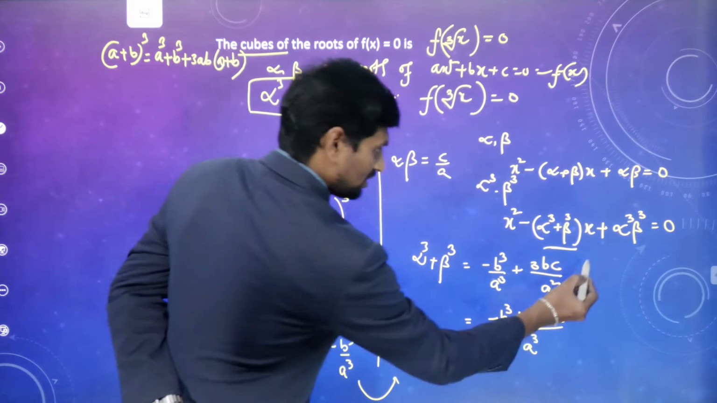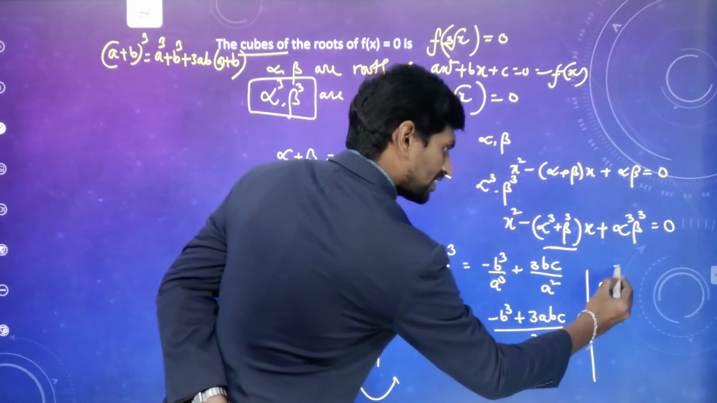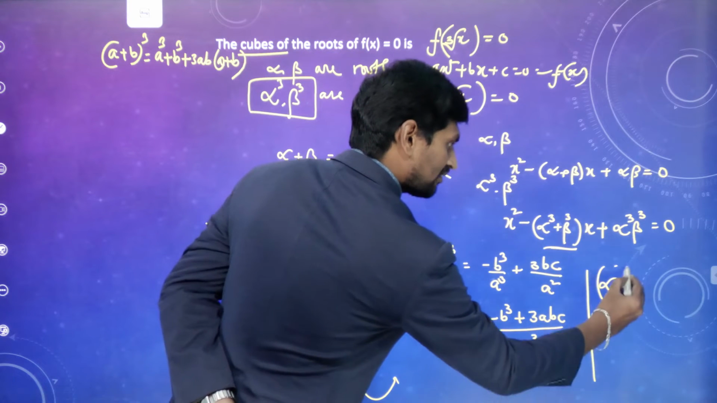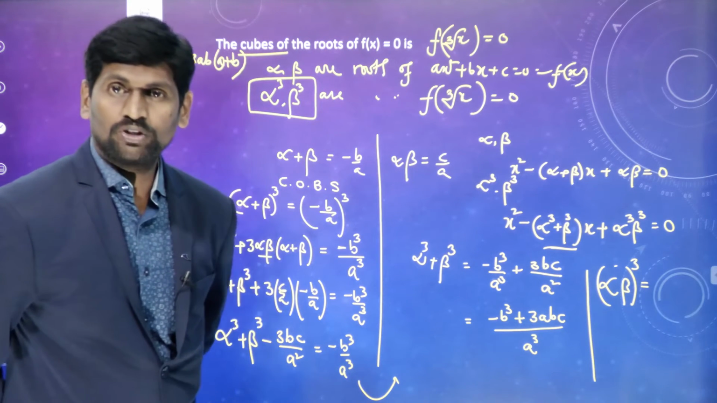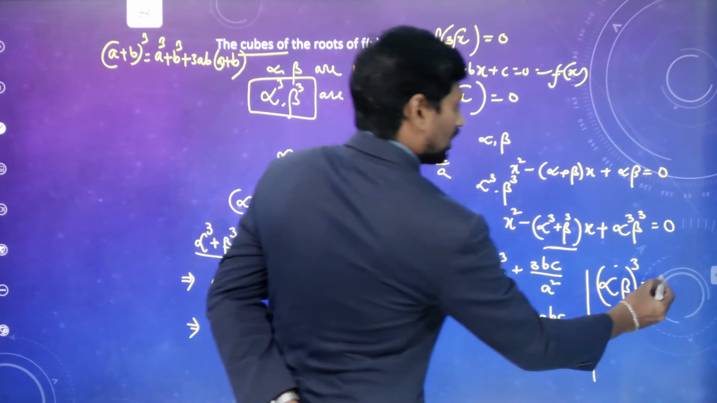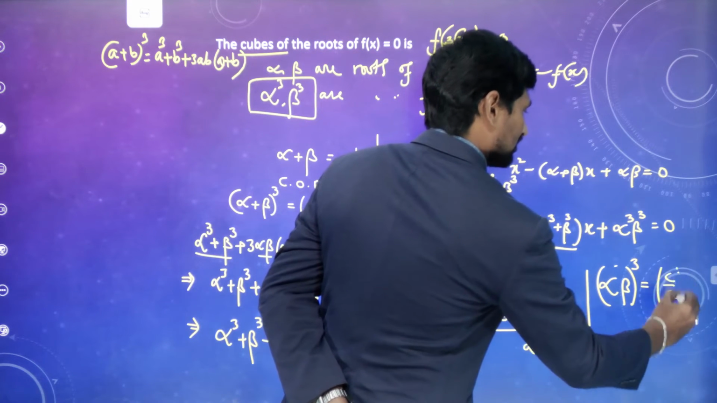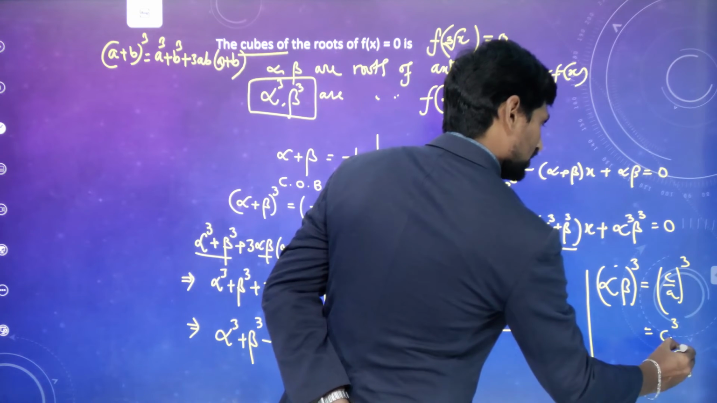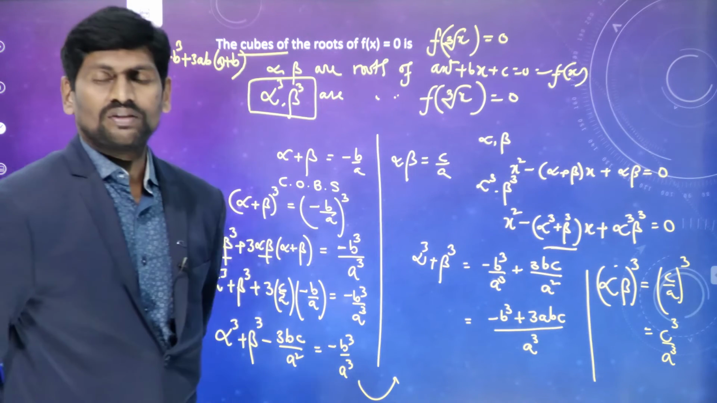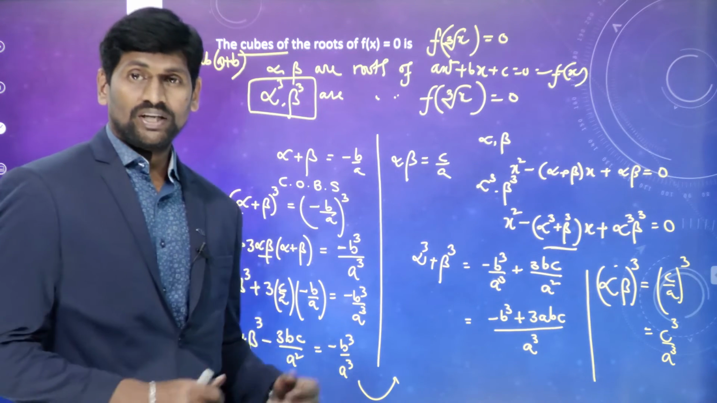Then what about alpha cube into beta cube? I am writing (alpha into beta) whole cube. (Alpha into beta) whole cube is nothing but alpha cube into beta cube only. So alpha into beta value is c by a. (c by a) whole cube is c cube by a cube. Okay?